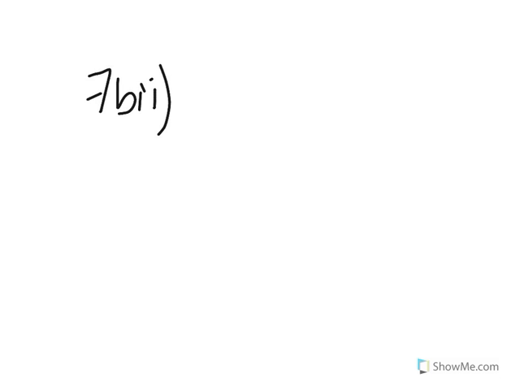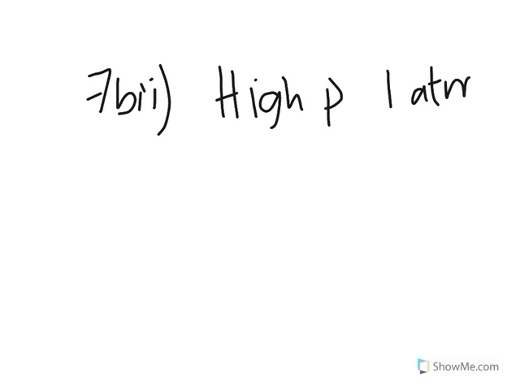Okay, so 7B2 is asking you for 3 conditions that are needed in this conversion. First of all, it's a reversible reaction. So in order for a lot of SO3 to be produced, using our knowledge of Le Chatelier's principle, we need to increase the pressure. So we need to have high pressure. And the high pressure should be about 1 atmosphere.